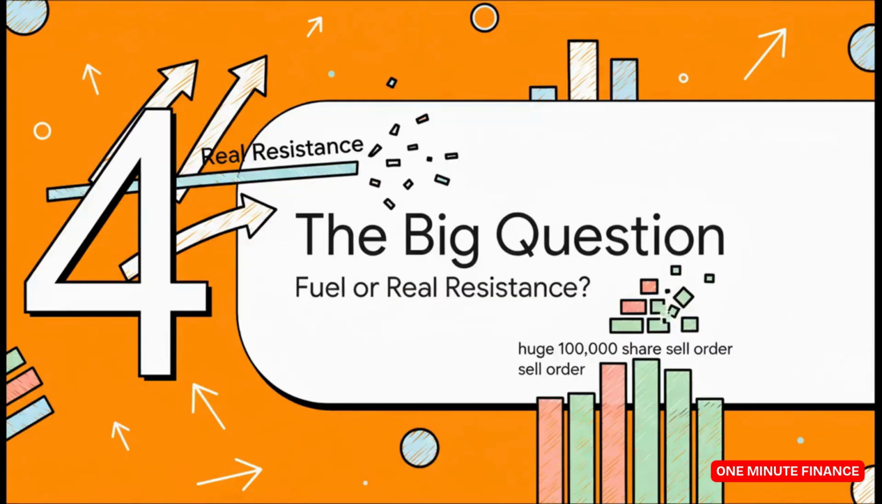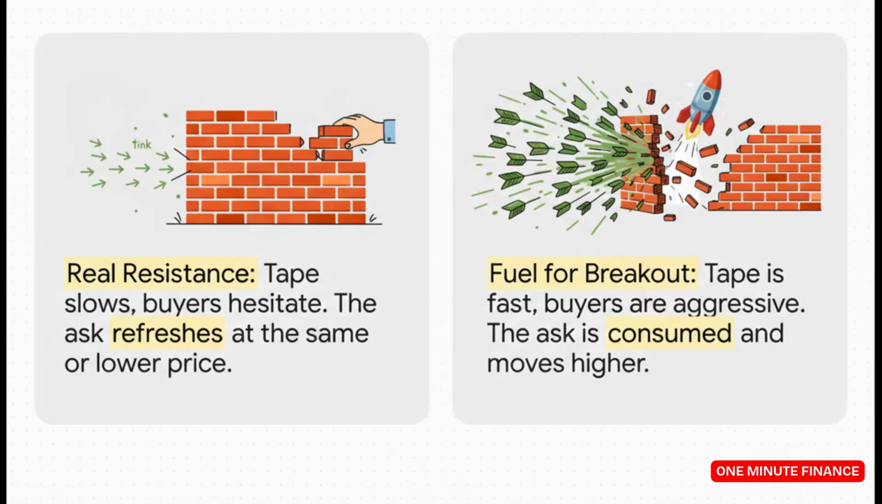Okay, so this all brings us right back to where we started. You see that huge 100,000 shares sell order on the screen? How can you tell if it's real resistance that's going to stop the price dead in its tracks, or if it's actually just fuel for a massive breakout? Well, the answer is all about watching the fight play out on the tape.